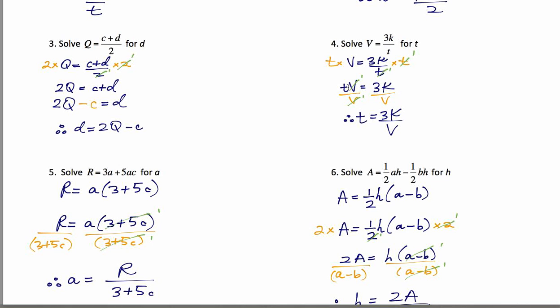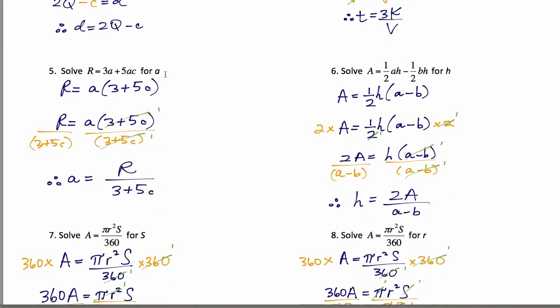And since we want to isolate t, t's up here in the numerator with v, being multiplied by v, so we can undo that by dividing both sides by v. So we end up with t equals 3k over v. Okay, so just watch out for that. Get rid of your denominators if you can. Consider them to be a problem that we'll fix first.